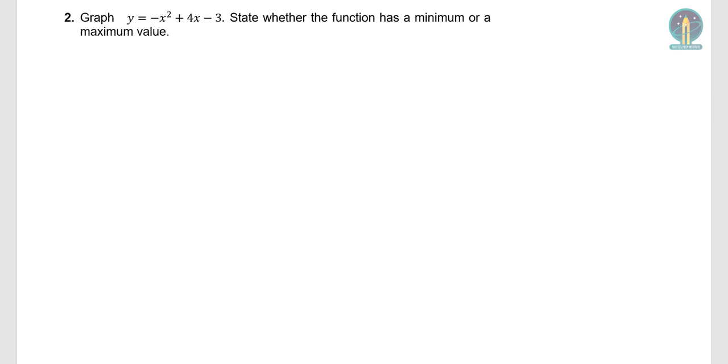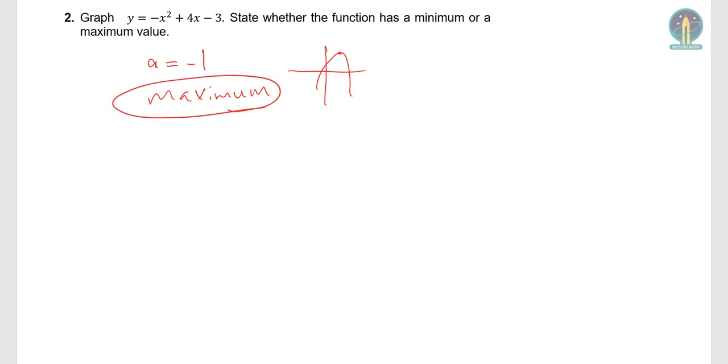So first off, we'll see that a is equal to minus 1. And since a is less than 0, it's negative, therefore the graph opens down, or will have to open down, right? And the vertex will be a maximum value. Okay? So this part we're done with.